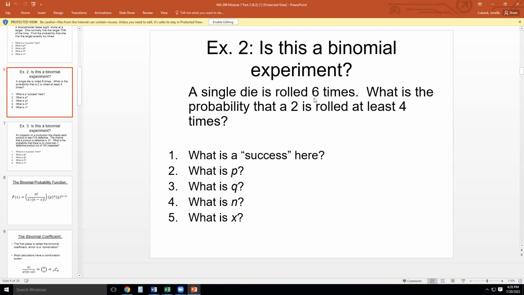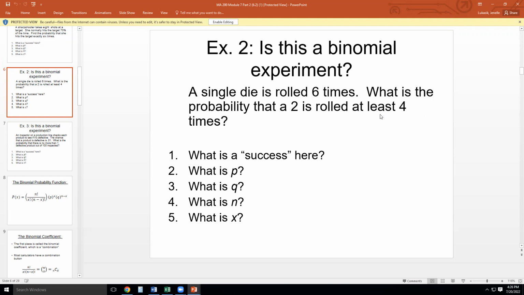Each time we roll the die is a chance of getting a 2. So 6 is going to be our n. What is x? Well, we definitely want to involve the 4, rolled at least 4 times. However, let's be careful how we use it.